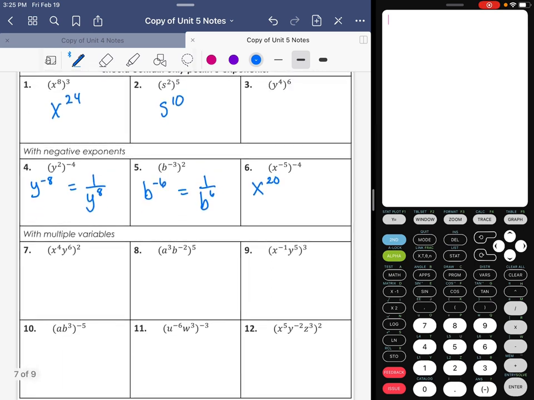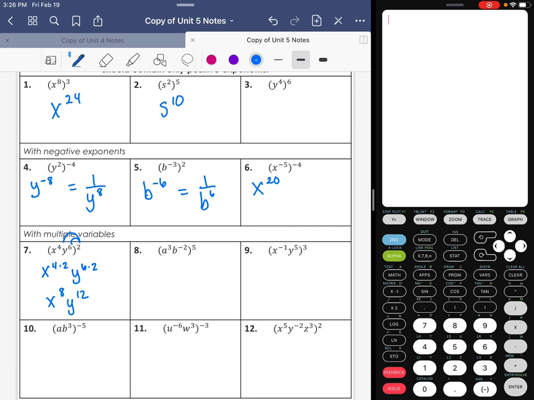And just like before, the same rule applies if you have multiple variables. So for this first one, you're going to do x to the 4th to the 2nd power and y to the 6th to the 2nd power. So you're going to have x to the 8th and y to the 12th. Think about it as distributing the exponent to the other exponents because that's basically what you're doing. You're multiplying it by the 4 and then you're multiplying it by the 6.